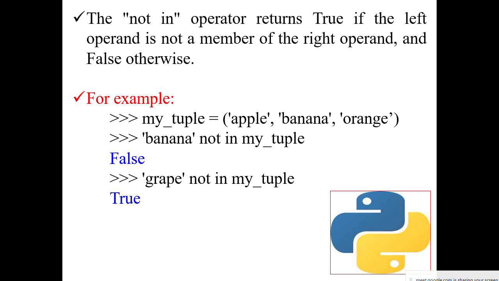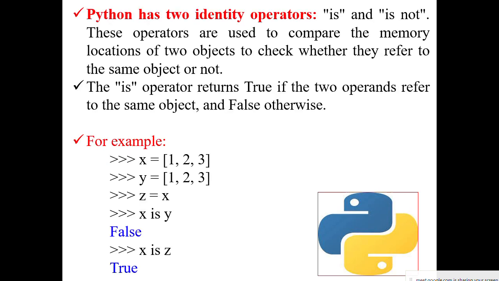Then the not in operator returns True if the left operand is not a member of the right operand and False otherwise. See the example: my_tuple is a variable with parentheses apple, banana, orange. 3 fruit names are there. banana not in my_tuple: already banana is there, so that's why False. grape not in my_tuple: yes, grape is not in my_tuple, True.